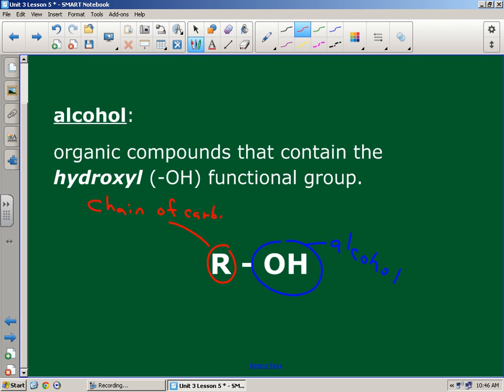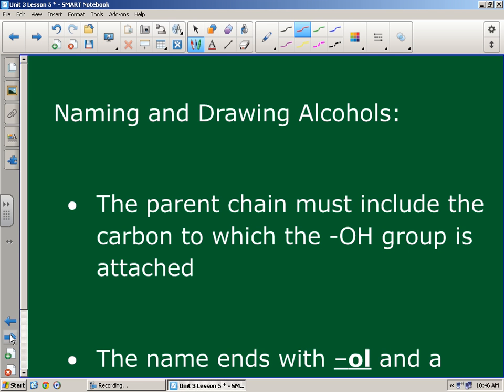Chain of carbons. It could be a short chain, it could be a long chain, it could be a cyclical chain, so it could be one of the cyclic hydrocarbons as well. It just basically represents the other part, the carbon stuff, the long chain kind of thing. And somewhere on there we're going to have an OH group attached, and that OH group is what we call the hydroxyl group. Okay, and we'll often refer to it as that, so please know that.